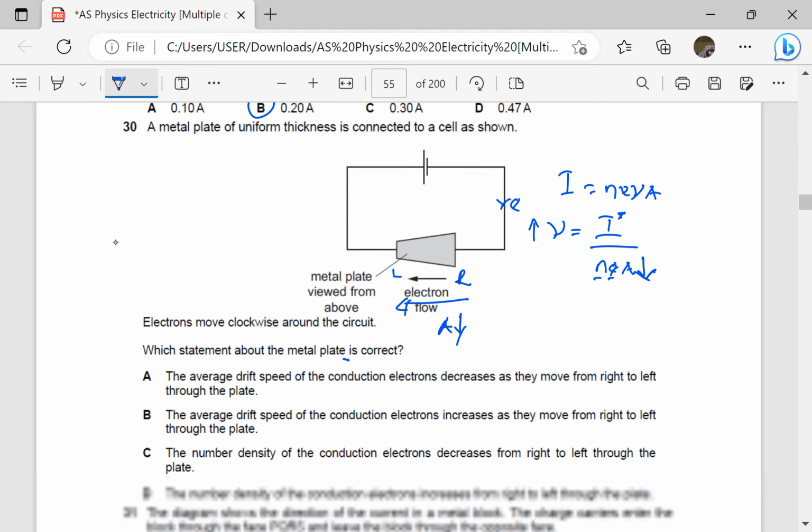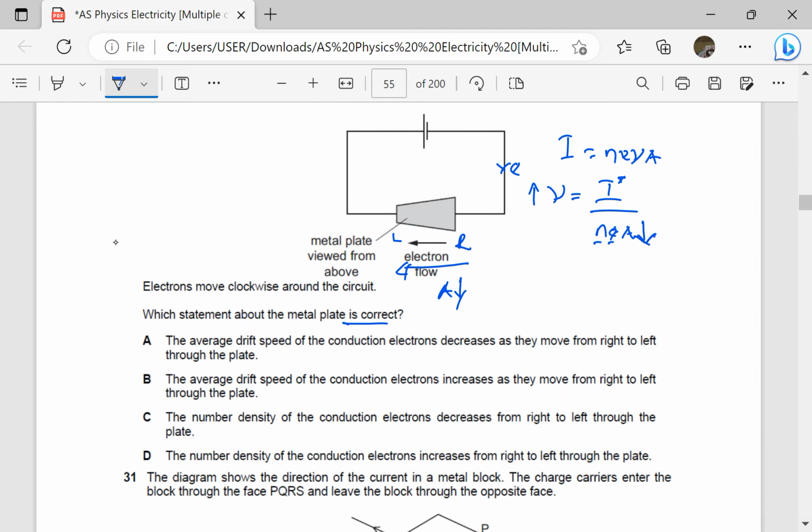So which statement is correct? The average drift speed decreases? No, it actually increases. The average drift speed increases as they move from right to left. I think this is true. The average drift speed of electrons increases as they move from right to left. Yes, because the area decreases, so the average drift speed increases.